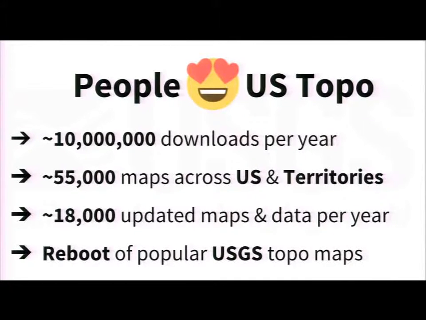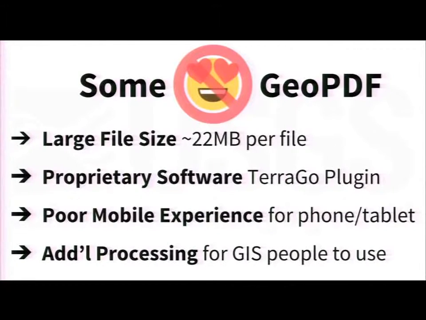And people find this product, people love this product. We have roughly 10 million downloads a year for these GeoPDFs across 55,000 maps, and that's US and our territories. As well as 18,000 updated per year, and that's with new, fresh national data sets. And it's really just a reboot of a very popular program that we're trying to kind of enliven maps again, right?